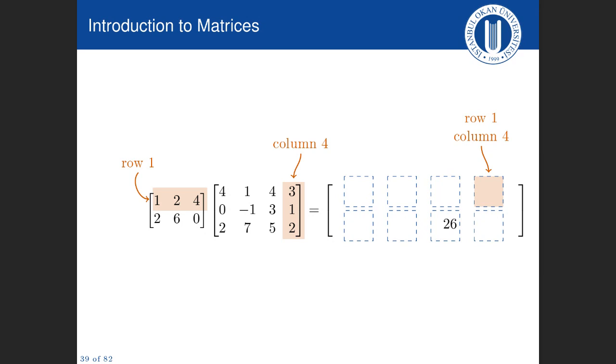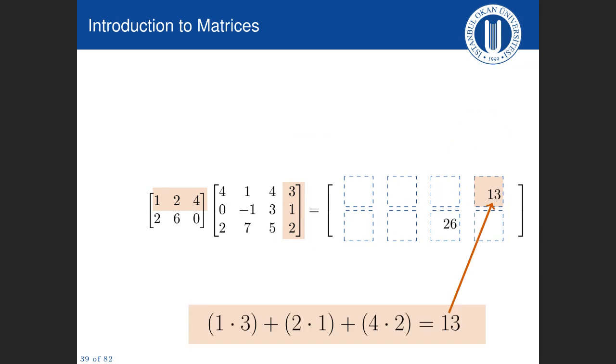The first numbers, 1 and 3, multiply them together. The second numbers are 2 and 1, multiply them together. And the third numbers, 4 and 2, we multiply them together. A bit like doing the dot product between two vectors. 1 multiplied by 3 plus 2 multiplied by 1 plus 4 multiplied by 2. And that's 13. So we write 13 in row 1, column 4 of AB.